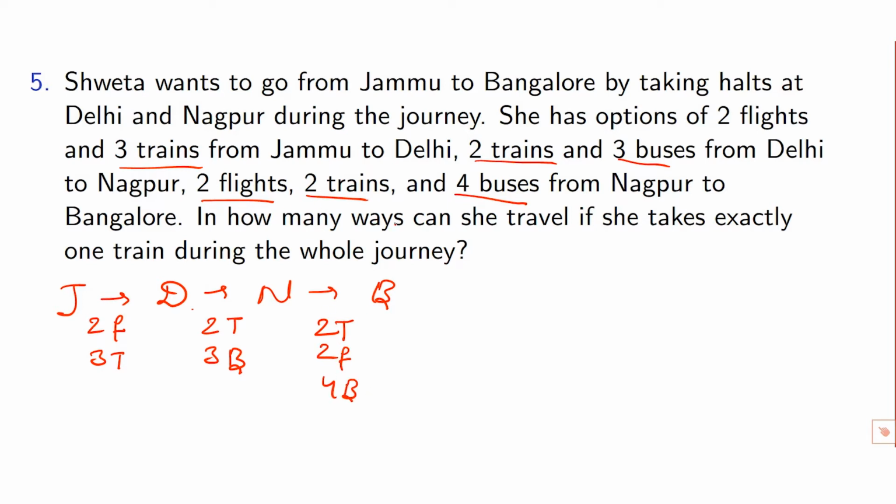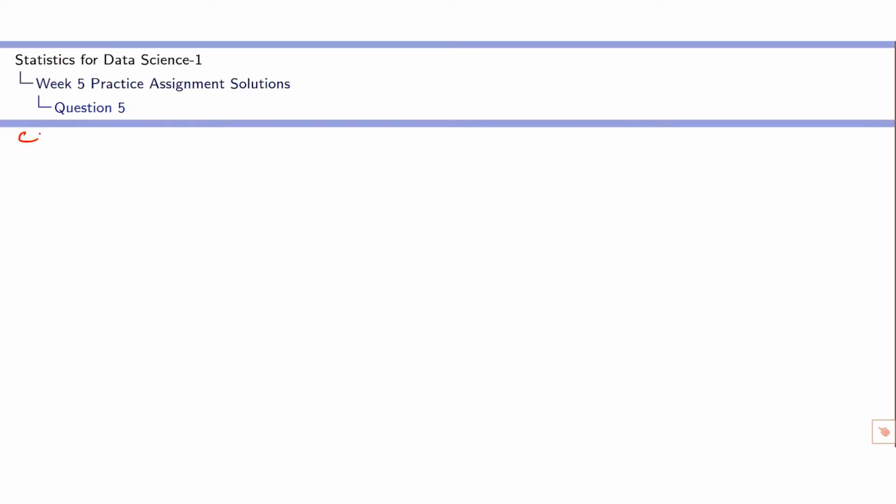The question is, in how many ways can she travel if she takes exactly 1 train during the whole journey. So it means that if she takes a train from Jammu to Delhi, then she has decided not to take a train from Delhi to Nagpur and from Nagpur to Bangalore. Similarly, if she takes a train from Delhi to Nagpur, then she will not take a train from Jammu to Delhi and from Nagpur to Bangalore. And similarly in the third case. So she has decided to take exactly 1 train during the whole journey. So consider all 3 cases. Let's say she takes a train from Jammu to Delhi, case first.